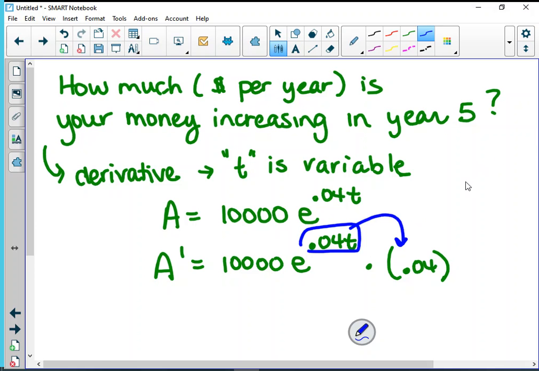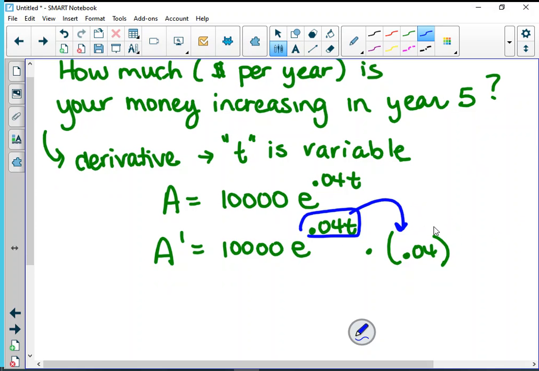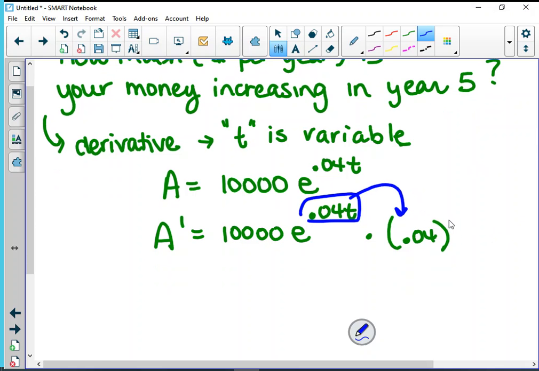It's going to be the same kind of scenario with any exponential model. Typically, with an exponential model, we're looking at growth over time, so the t time variable is what we're taking the derivative with respect to. There's typically a number up here that's some kind of rate of increase, a percentage or some constant of change. So that constant times t, that constant then becomes the additional portion in the derivative.